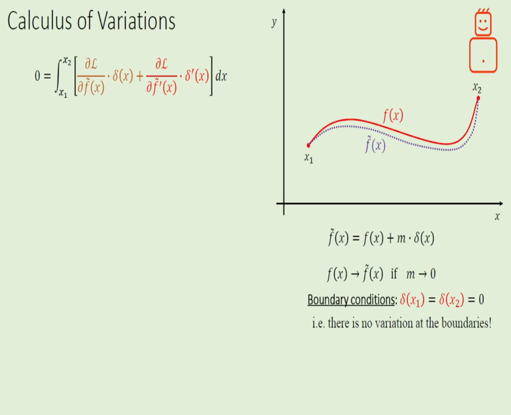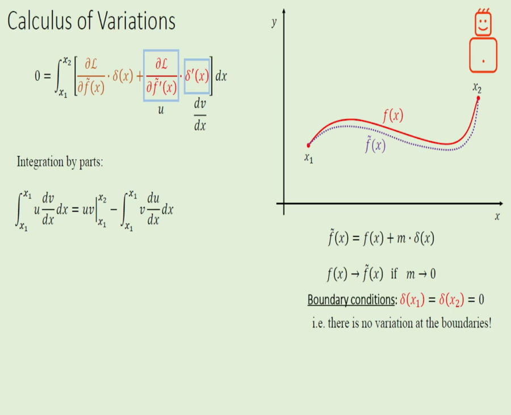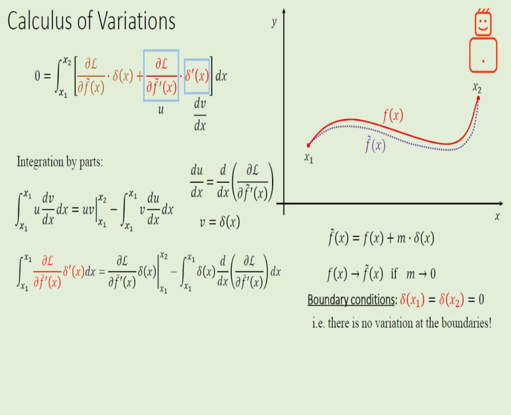In integration by part, we have the following rule. So, if we choose delta L with respect to delta f of x hat to be u and delta of x hat to be dv over dx, then we can write du over dx as, whereas v is simply the delta of x. Thus the second term of the integrand, according to u dv rule, can be written as, for the first term after the equal sign, highlighted in blue, if we use our boundary conditions, also highlighted in blue, we can assign the term to 0.